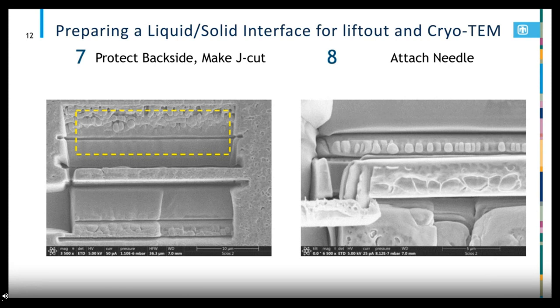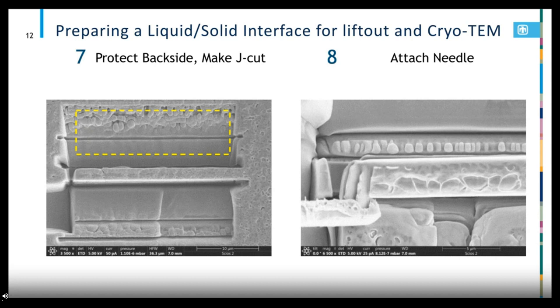Then the next step is attaching the needle. And I've shown here a redeposition attachment. You can see the needle is on the right image, the bottom left part of the image. And then the sample is the majority of the middle of the image, and there are lines kind of connecting the two parts.